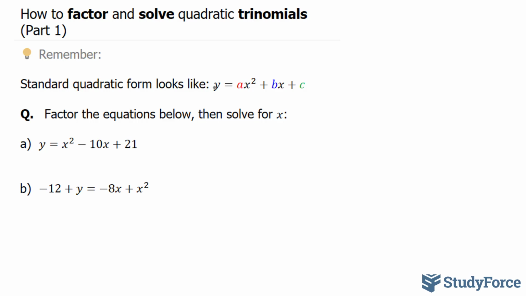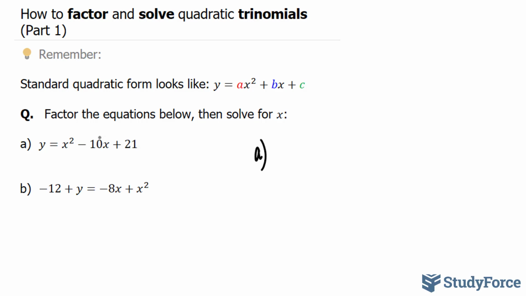The question asks, factor the equation below, then solve for x. We'll start by answering question A. The first thing that you have to do is analyze your A term. Notice your A term needs to be empty. And our A term right here is 1, so therefore it's considered empty, so this is a candidate for factoring quadratics. The next thing that you have to identify is your C term and your B term. This is your C term and this is your B term.